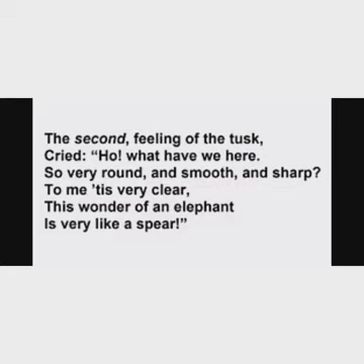In stanza third, the poet is saying about the second person who is there near to the elephant. And the second person is feeling the tusk. I think you are familiar with the tusk of an elephant, right? You can see in the image, the second is feeling the tusk, and he cried and said, "Oh, what have we here? So very round and smooth and sharp." While touching the tusk, the second person is saying that what we have here is a very round, smooth and sharp thing, and for him the wonder of an elephant was very like a spear.